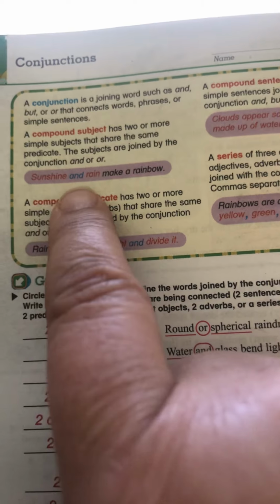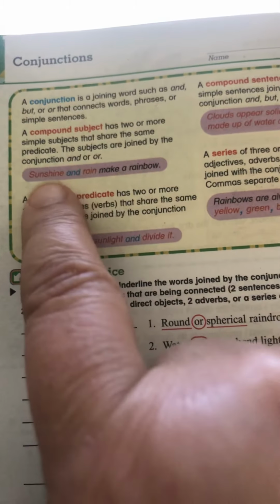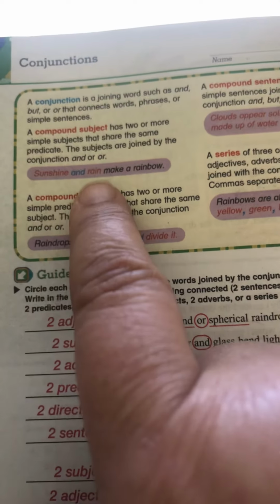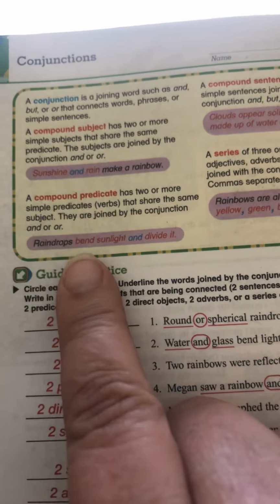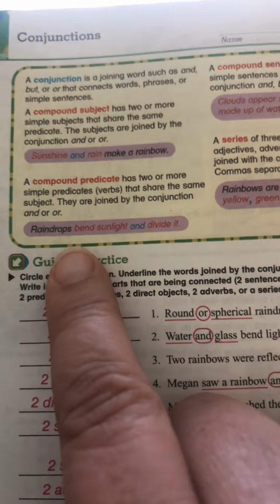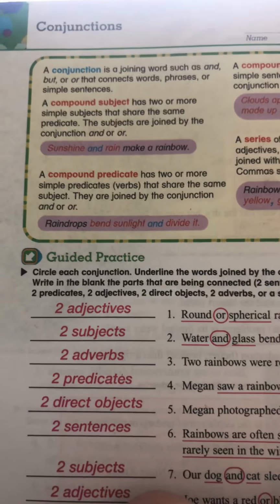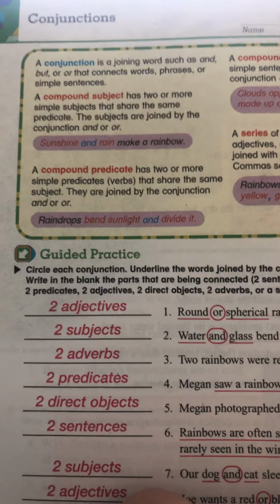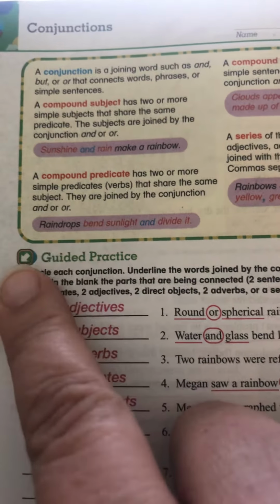So sunshine and rain make a rainbow. This sentence would be called a compound subject. Here is a compound predicate. A predicate is the verb, if you'll remember from when we talked about parts of sentences earlier this year. A predicate by itself is just a verb.